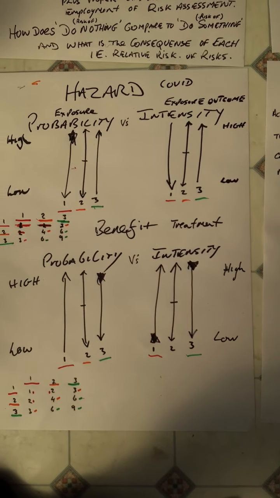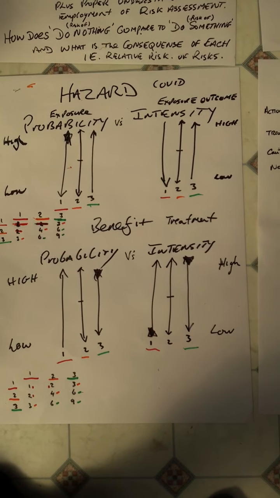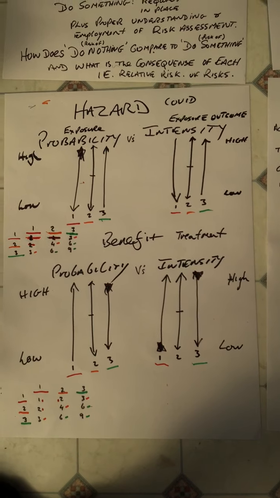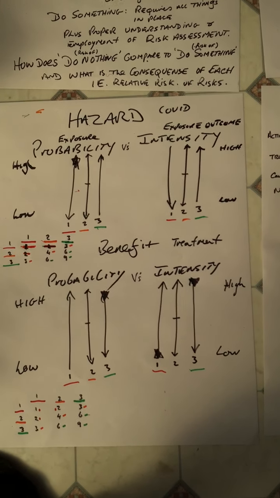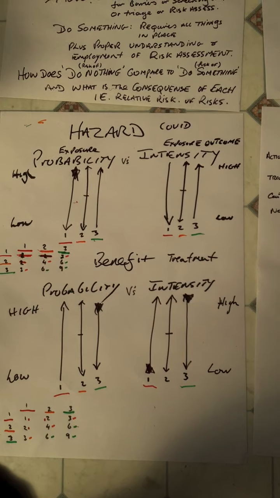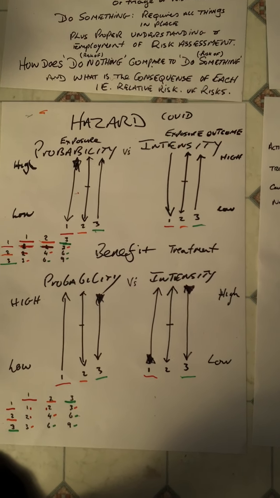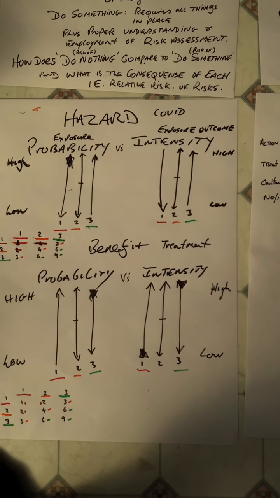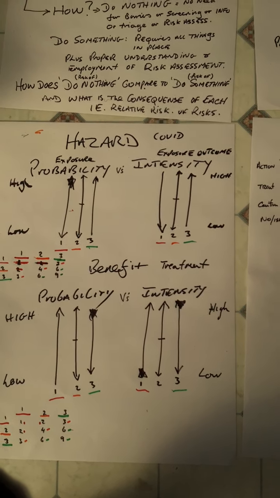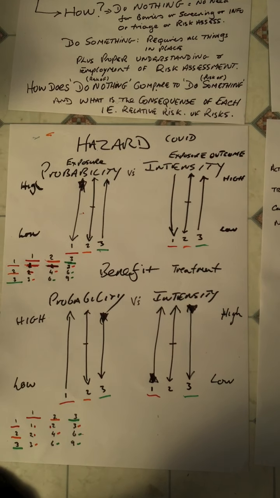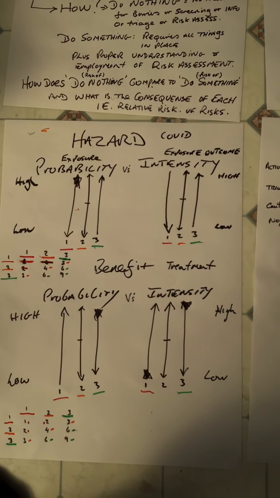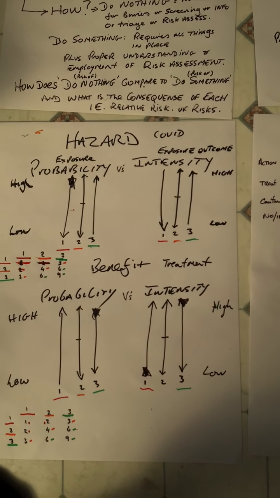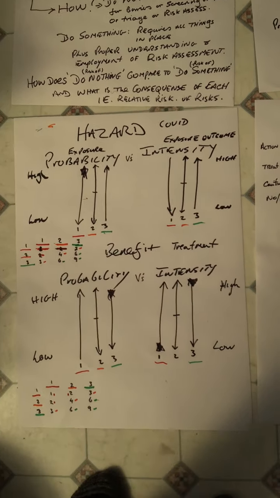And then we have a look at the benefit. What's the benefit of the treatment? What's the probability of the benefit? So if we treat them, will it give them any benefit, and what sort of level will that be? It could be a very high probability that it will do them good, but the intensity of that goodness might be very low. On the other hand, it might be very unlikely that someone's going to benefit in terms of probability, but if they did, then the intensity would be very high. And then you've got two in the middle, which is kind of half and half.